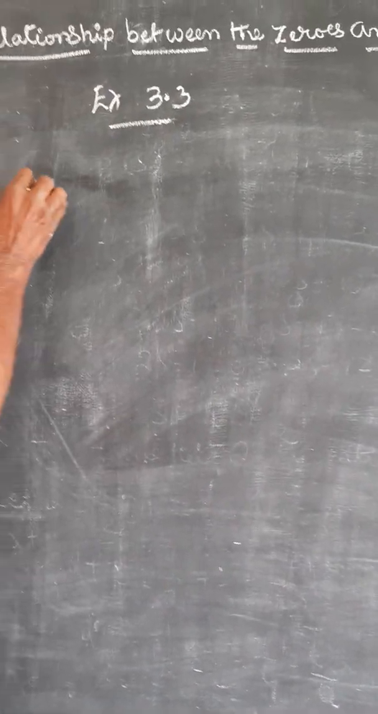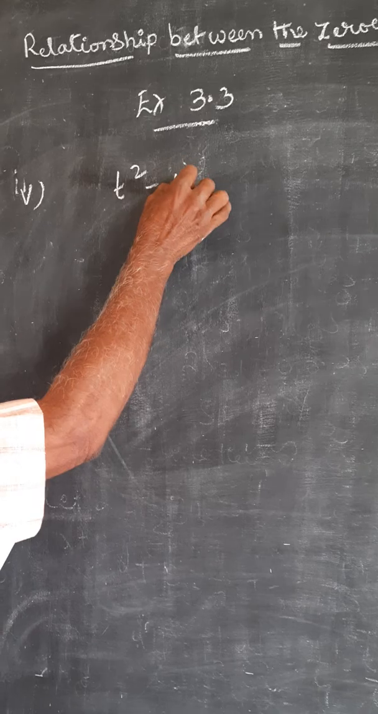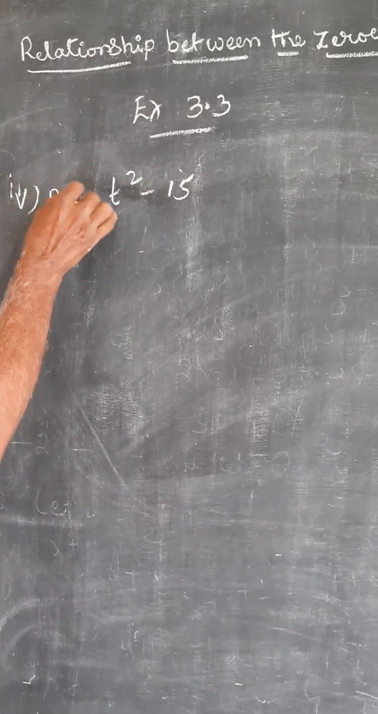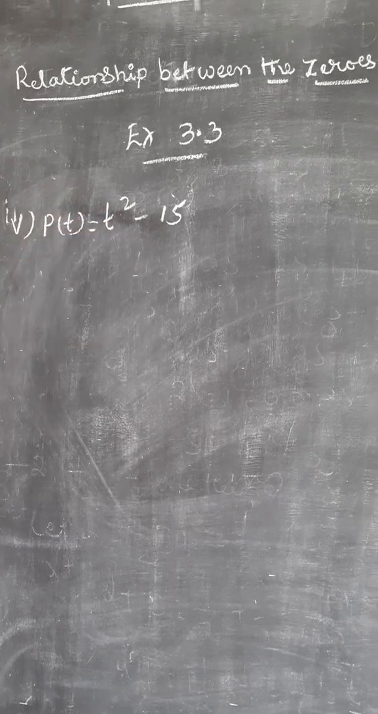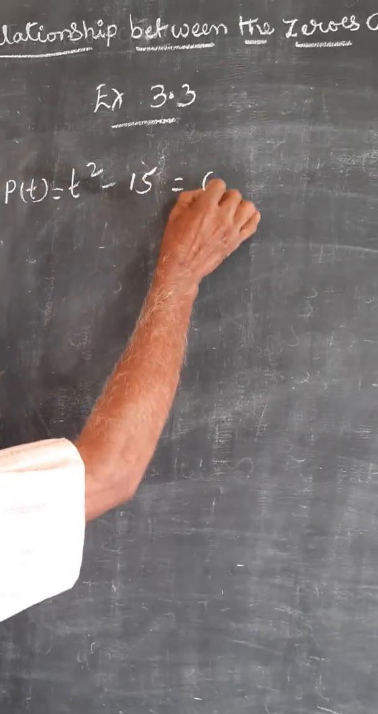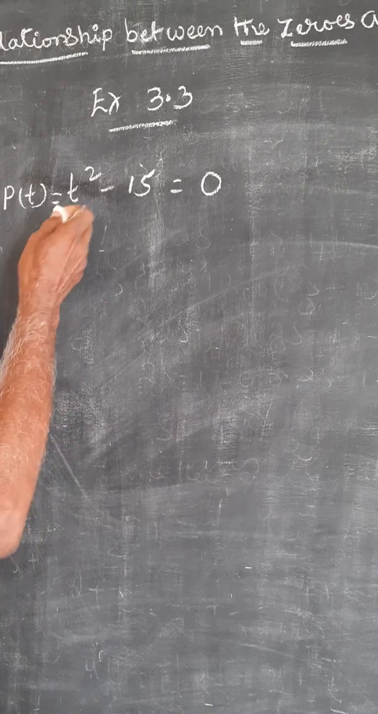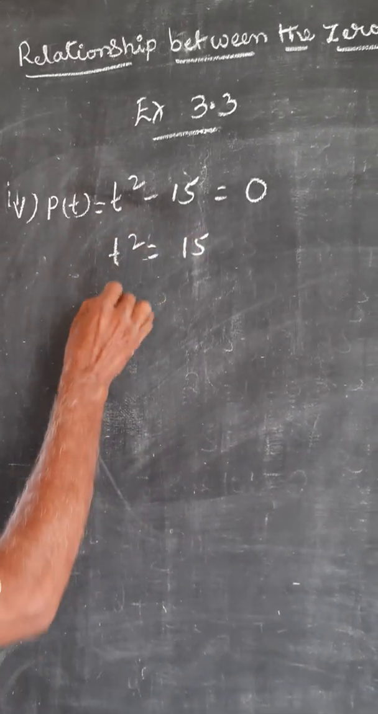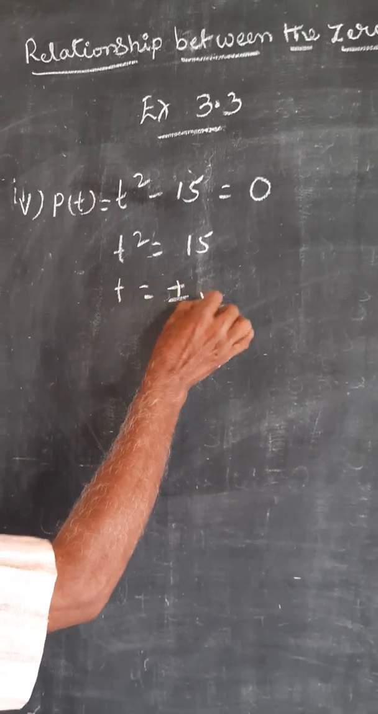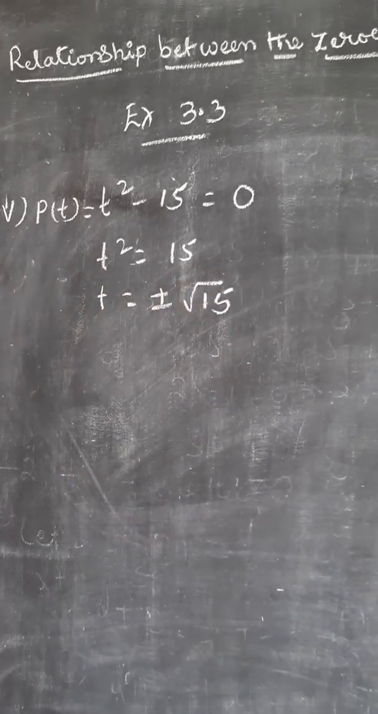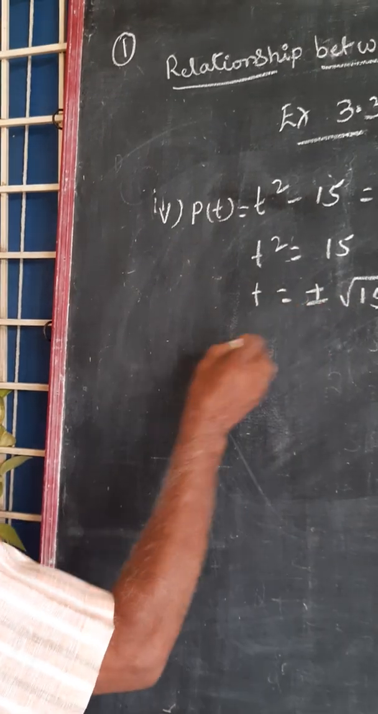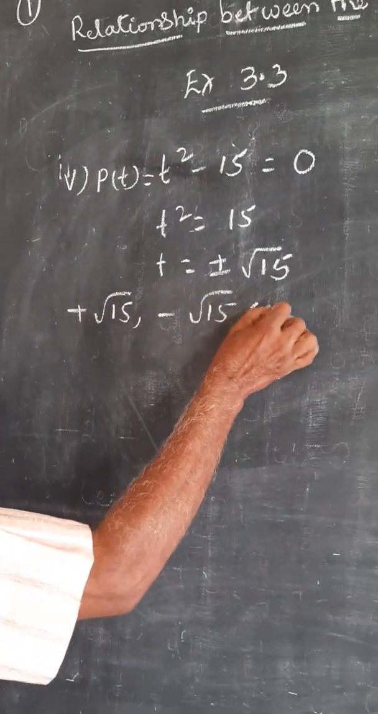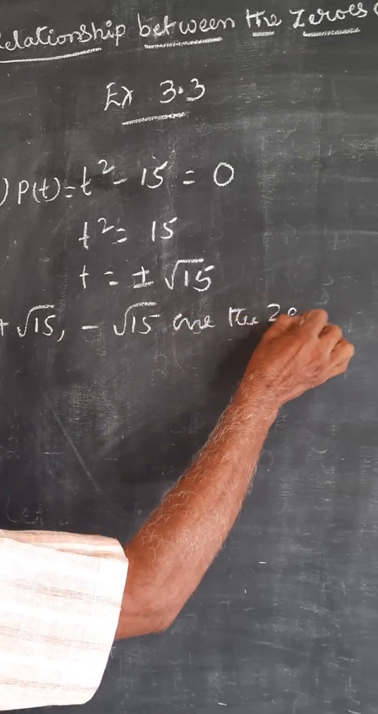So the next bit, listen, t square minus 15. So the variable is t, call the polynomial as p of t. So to find the zeros, let p of t is equal to 0. Next, t square is equal to this minus 15 becomes a plus 15. t is equal to plus or minus root 15. So zeros are plus root 15 comma minus root 15 are the zeros of the polynomial.